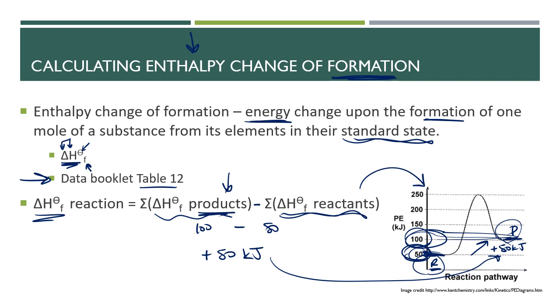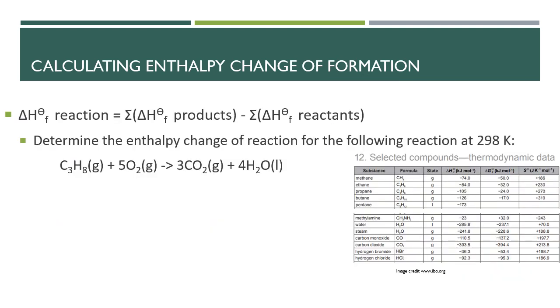Let's see what it looks like with table 12 of our data booklet. Again, table 12 here is going to give us those heats of formation for different species that we use a lot. So we're going to focus here on delta H of formation. Delta G gives free energy, and then entropy. We would use those in HL Chem. We're not using those in SL Chem, so just ignore those 2 columns for now. Delta H formation is what we're going to be focusing on.